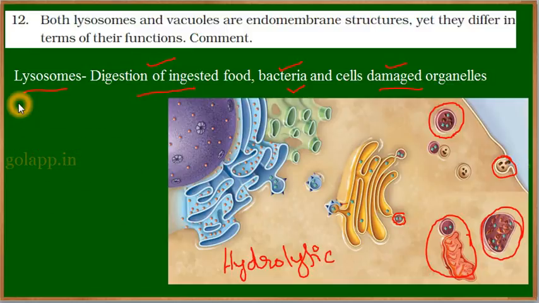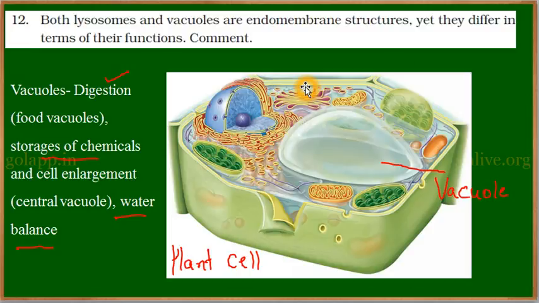Lysosome's main function is digestion of food in lower organisms, and digestion of bacteria. This function we find in WBC cells. It also digests damaged cell organelles. In plant cells, the vacuole helps in storage of chemicals, enlargement and maintenance of the water balance, and in lower organisms, vacuoles help in digestion by forming food vacuoles. Thus food vacuoles are seen in paramecium and amoeba.